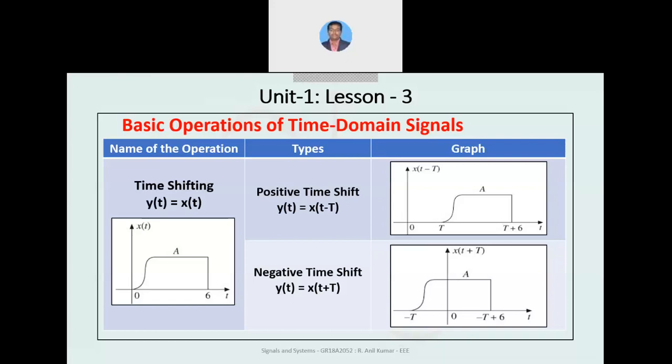And similarly, the negative time shift will be advanced. It means for y of t equals x of small t plus capital T, the graph will be shifted to the left side by T units. Just remember, time shifting is nothing but shifting of the graph with respect to the time units. Whatever value is represented with small t, that many time units will be shifted to either the right side or the left side. For minus T, it will be shifted to the right side. For plus T, it will be shifted to the left side.